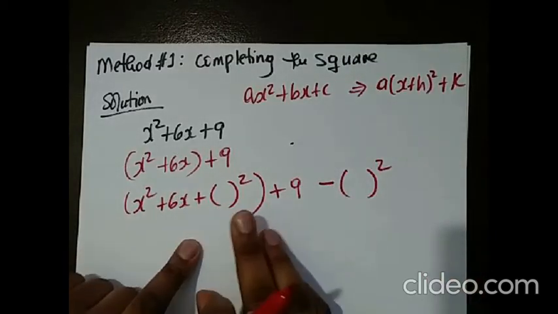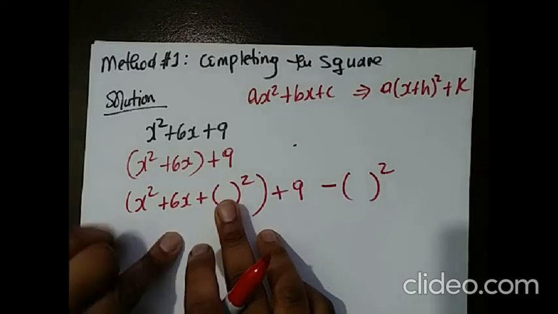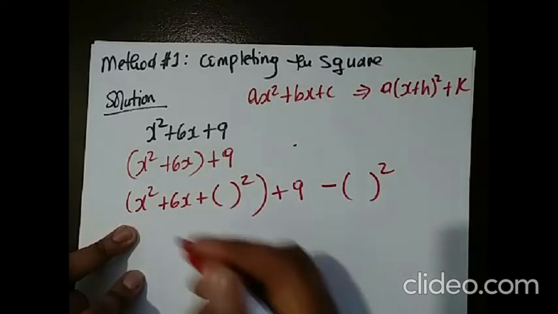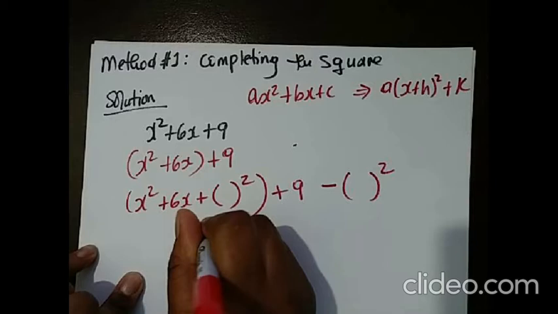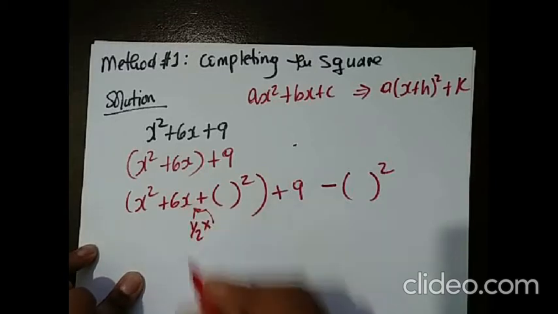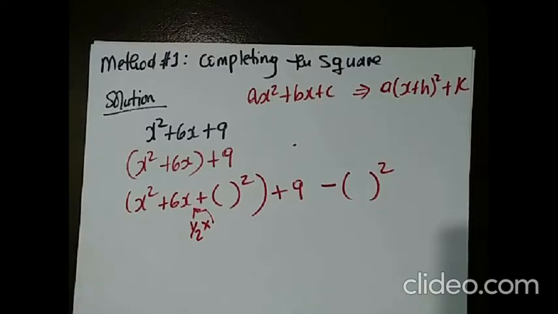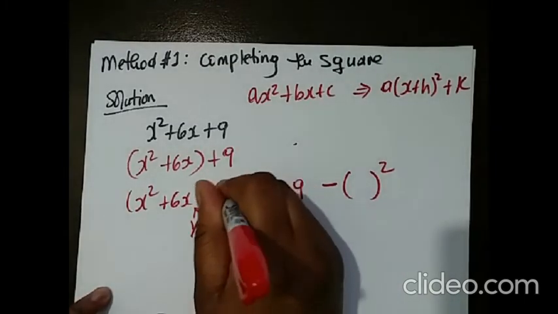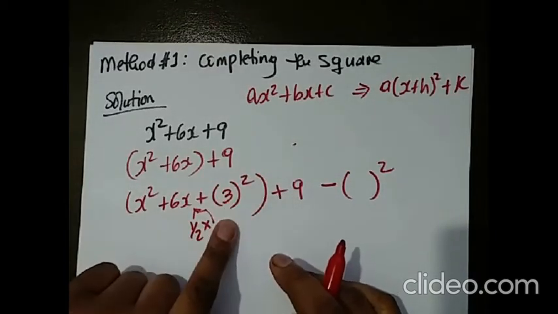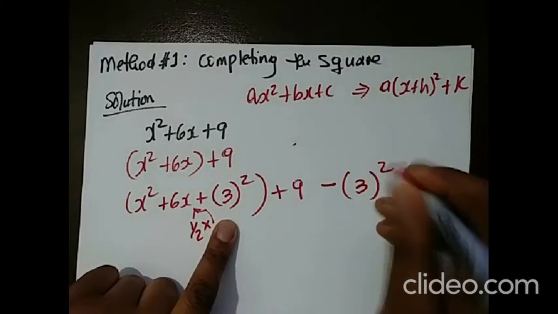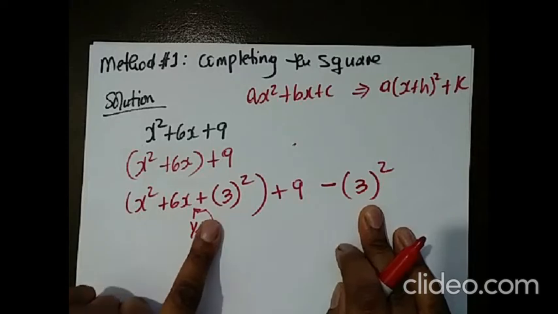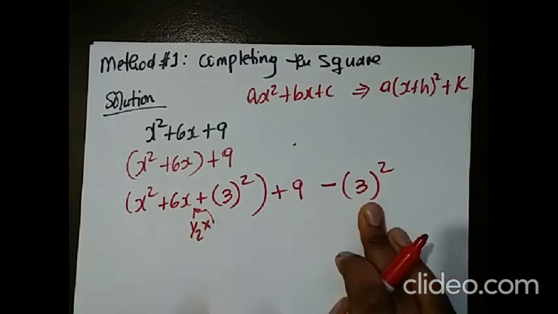Now, what goes in this bracket here? Whatever goes in this bracket is going to be half of the b term or the bx term. So what is half of 6? Half of 6 is 3. So we have 3 squared here, which is going to be the same 3 squared here. So if I add 9, I'm going to have to subtract 9.